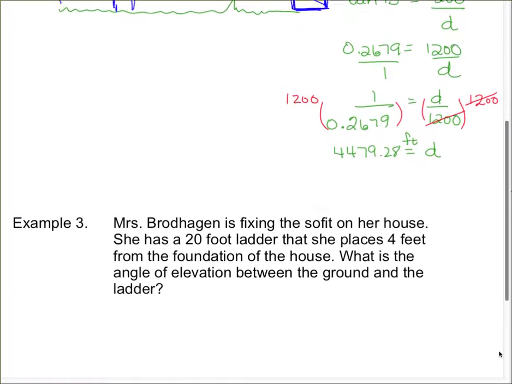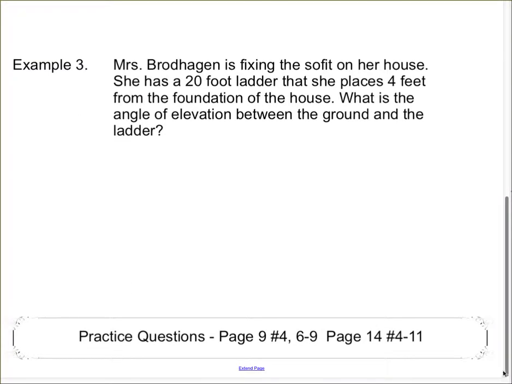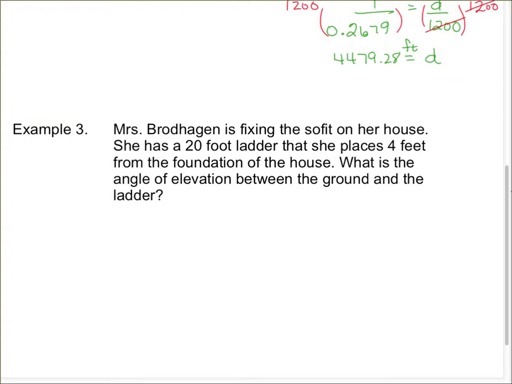All right, down here. Example 3. Mrs. Broadhagen is fixing the soffit on her house. In case you don't know, the soffit is the stuff up at the eave on your house. There's soffit and there's fascia, and it's all up there, but it's on the eave of the house. So she's got to get up high if she's going to get up to the eave of her house.